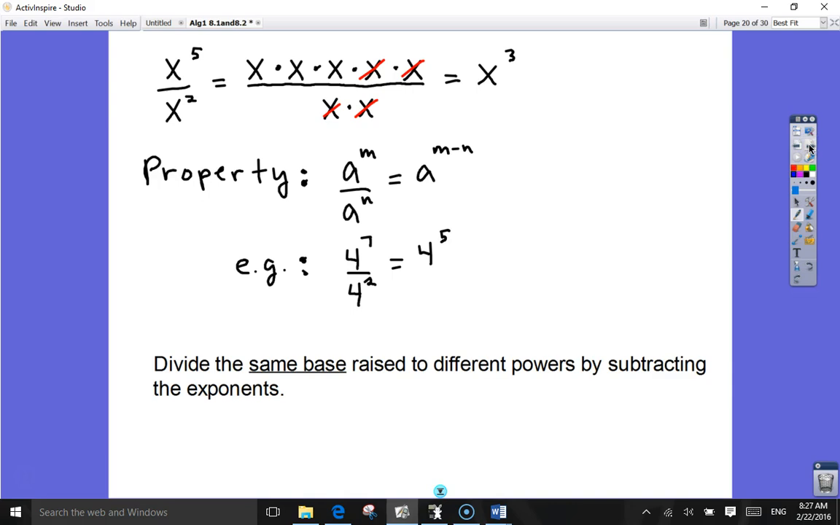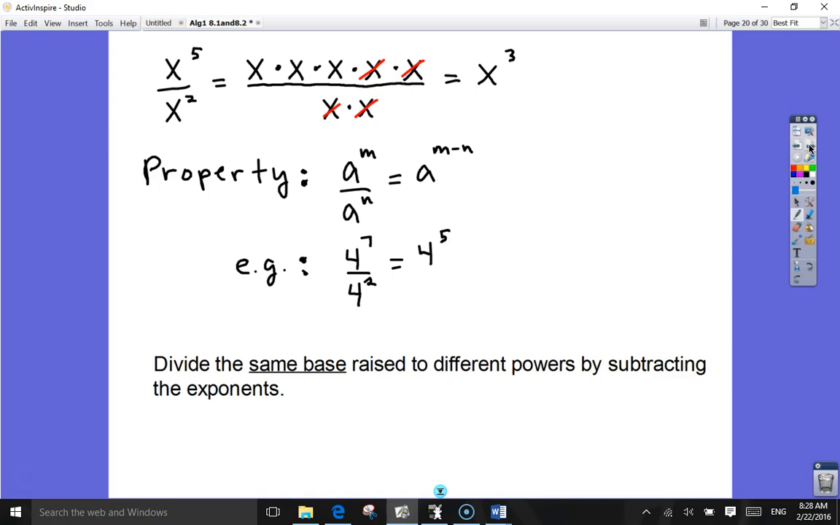So here's the next property. We're up to number 20, right? So it's going fast. So if you divide the same base with different exponents, right? If this is x to the fifth over x squared, if I just write out the x's, that makes 5 x's in the numerator and 2 in the denominator. And remember, when you have a common factor in the numerator and denominator, they cancel, right? So if I cancel 2 of them, what's left? X times x times x, x to the third, right? So x to the fifth over x squared is x to the third.